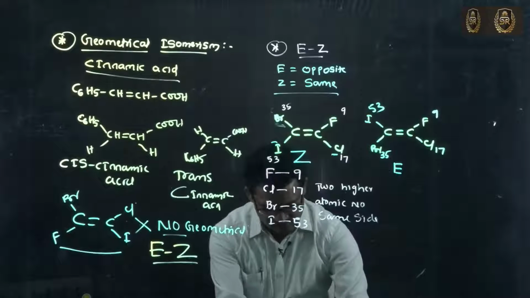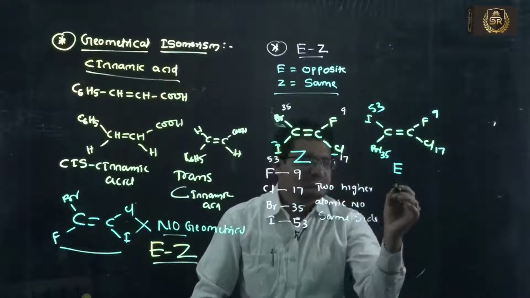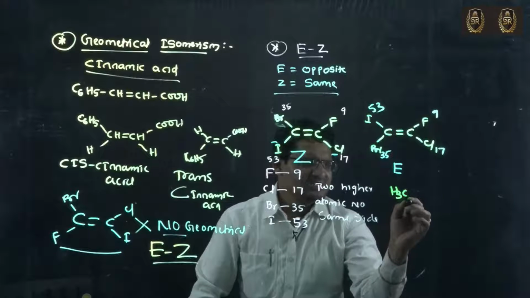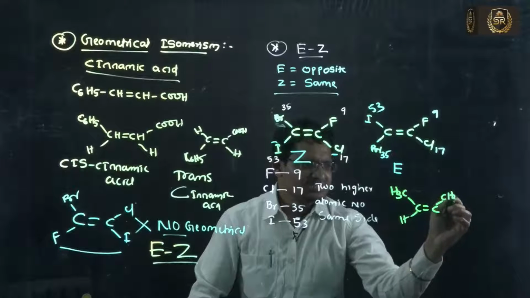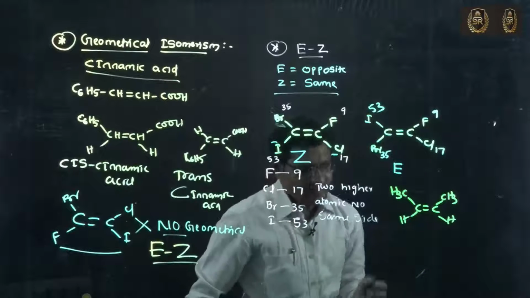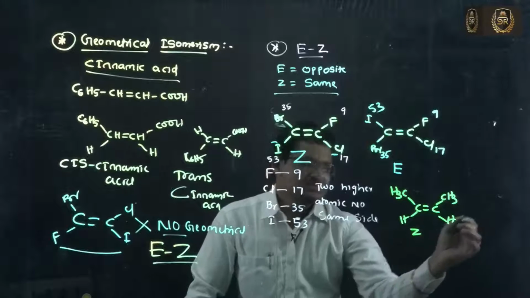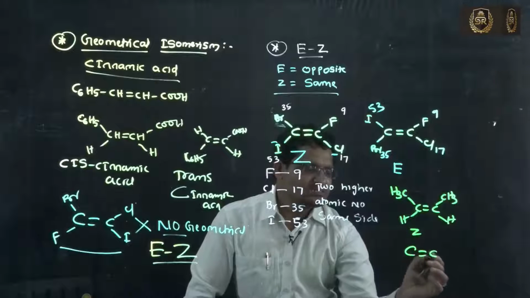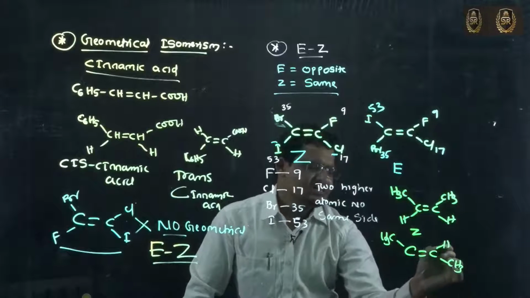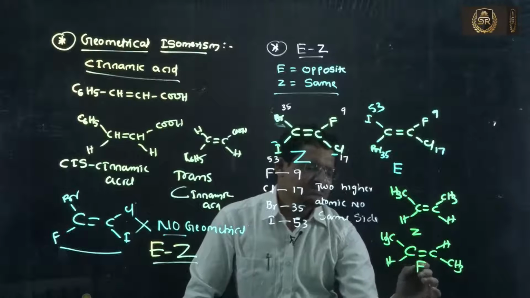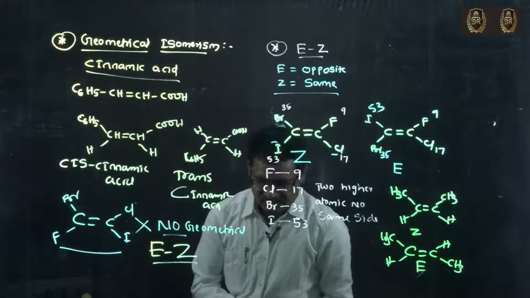Now let us take one more example. We already discussed cis 2-butene. Now CH3, C double bond C, this is H, this is CH3, this is H. The two higher atomic number groups are on the same side, so this is Z configuration. Now C double bond C, this side CH3, this side CH3, this side H, this side H. This is E configuration. This is geometrical isomerism.